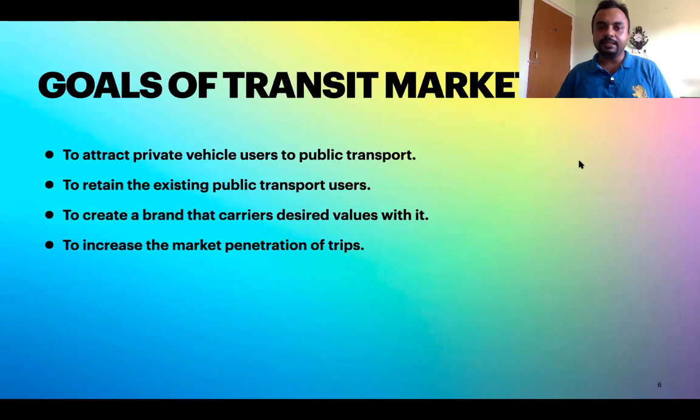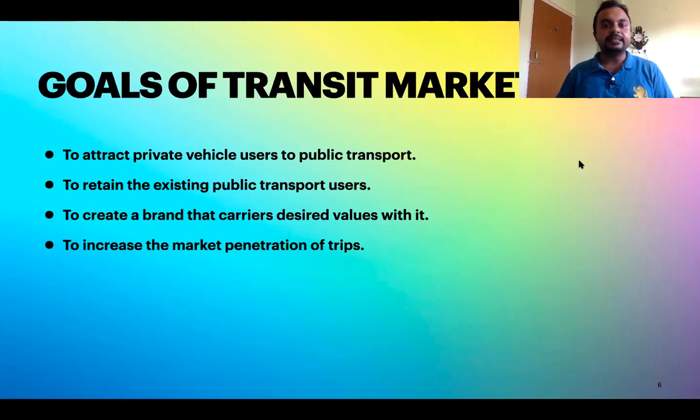So what are basically the goals of transit marketing? To attract private vehicle users to public transportation. As the car companies and bike companies will say that you buy my cars and vehicles, the transit departments will say that you use the city buses, you use the metro rails, those are very convenient, and try to attract people away from private transportation.